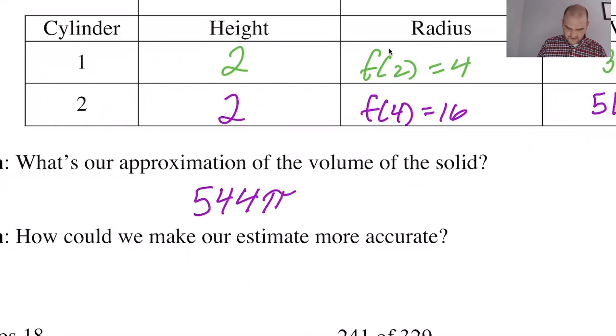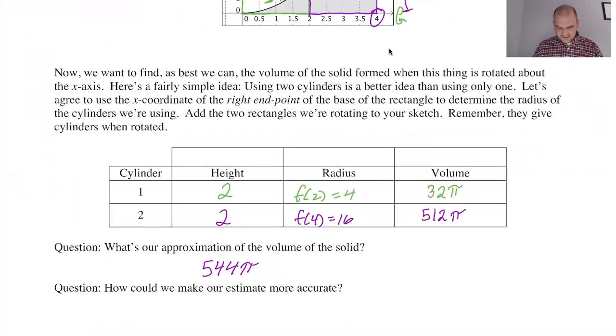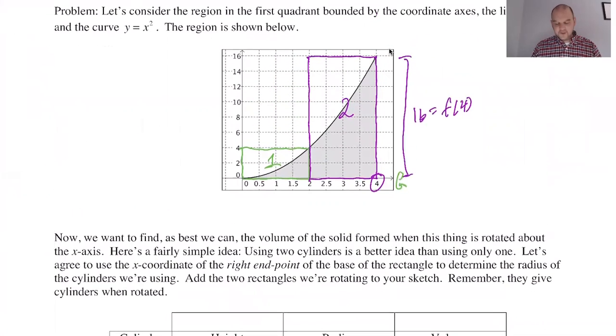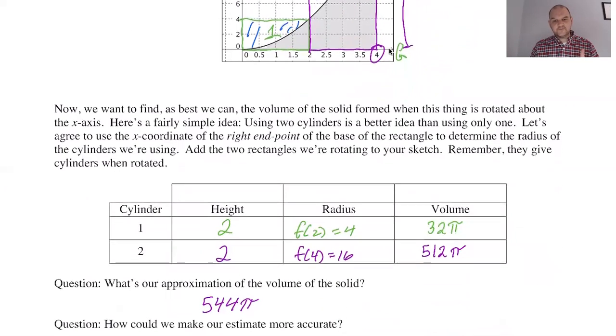544 pi. Is that a good estimate? Not really. I mean, take a look at all this overage. Let me shade it. We're over by not just this area, but it's rotated, so it picks up volume. Volume is huge. The farther you are from the axis, the more volume you're picking up. So you're picking up a ton of extra volume here. It's not right, but we know it's an overestimate, and that's a good thing.